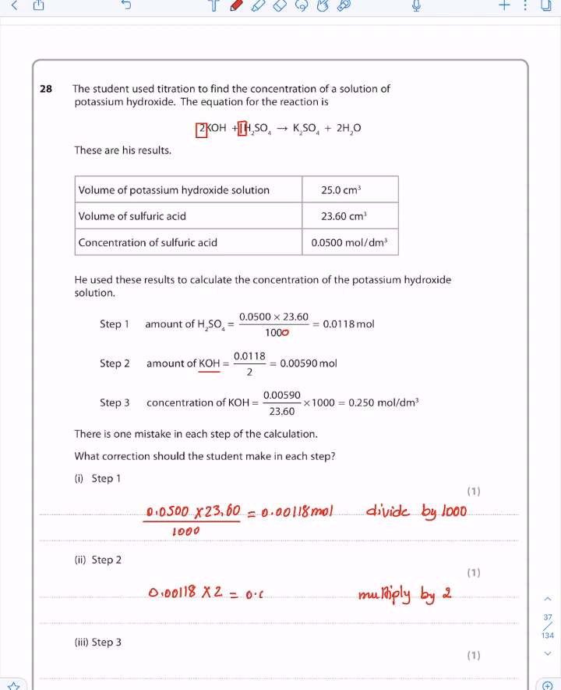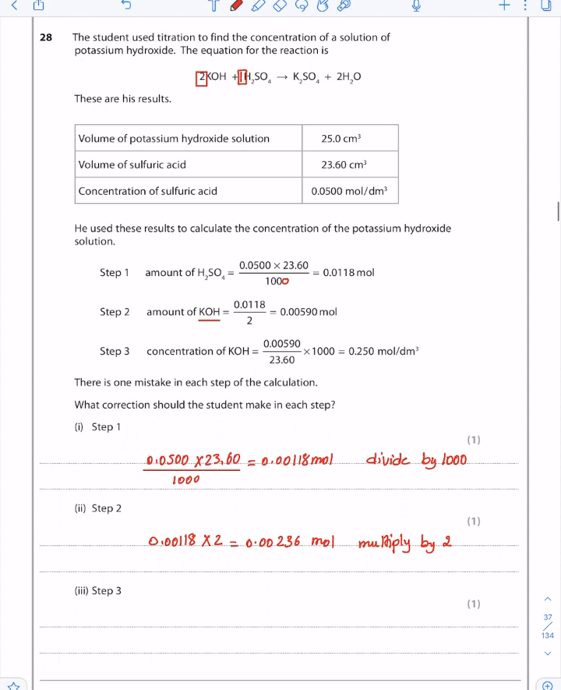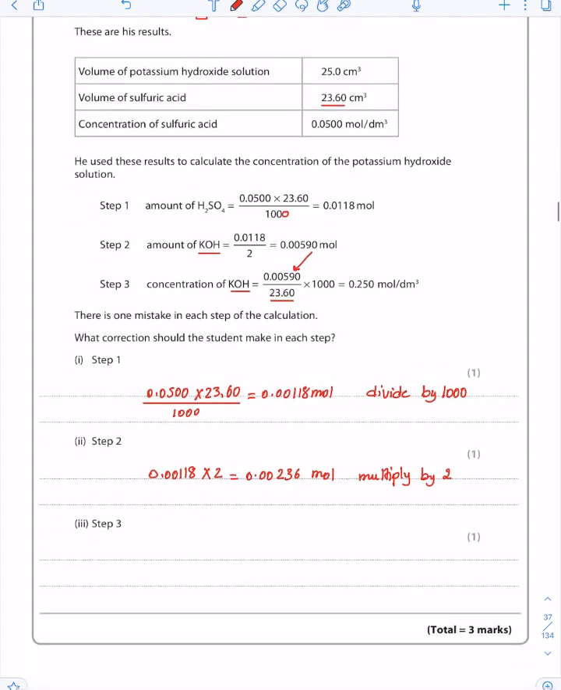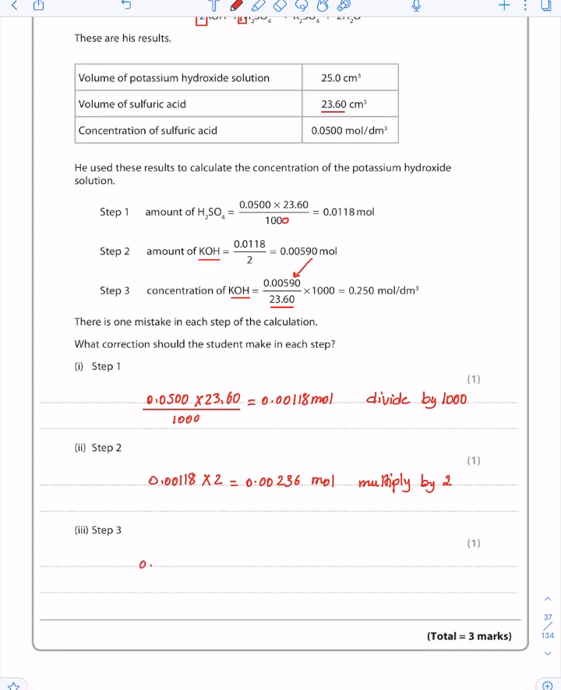يعني يطلع المول 0.00236 مولز. طيب step 3 المفروض ان هو بياخد المولز اللي طلعها من step 2 ويعملها dividing على الفوليوم بتاع البوتاسيوم هيدروكسيد اللي هو 25. هو عمل dividing على الفوليوم بتاع السلفوريك اسيد اللي هو 23.60. يبقى هنا الكوركشن ان 0.00236 مولز من البوتاسيوم هيدروكسيد must be divided على كام يا ولاد؟ على 25 not 23.60.